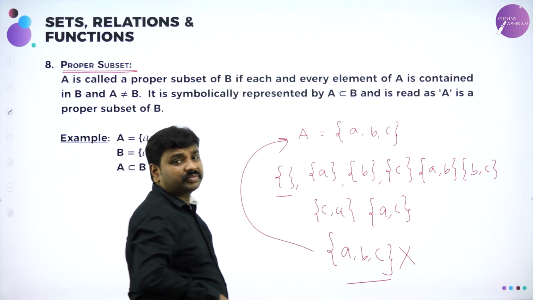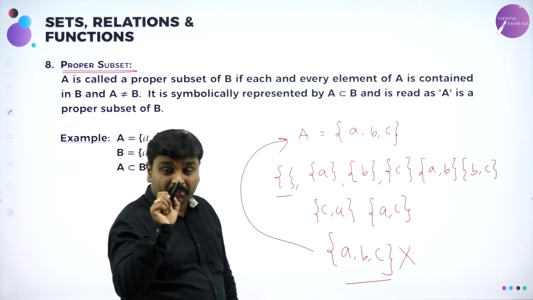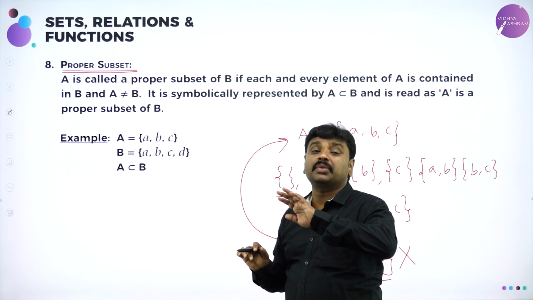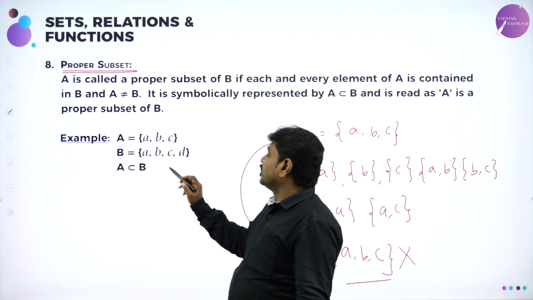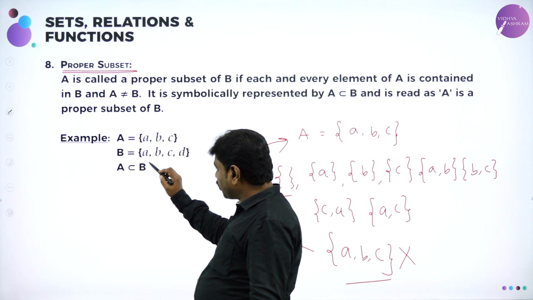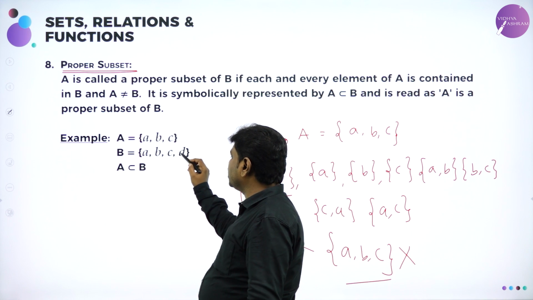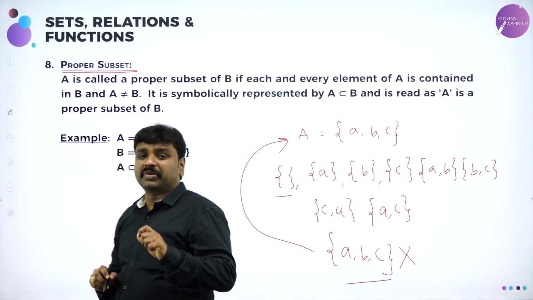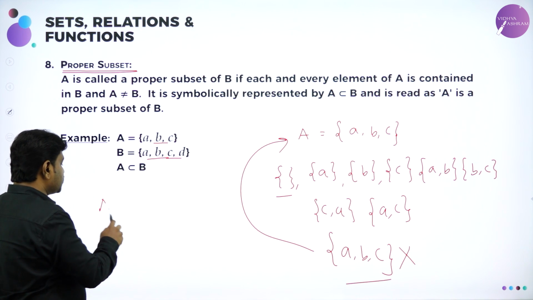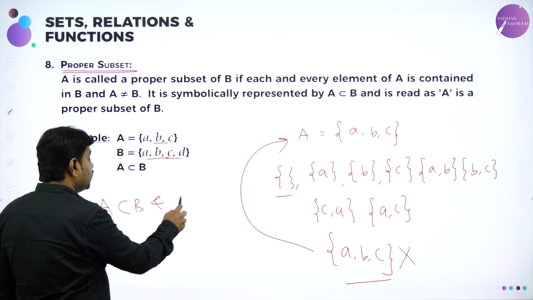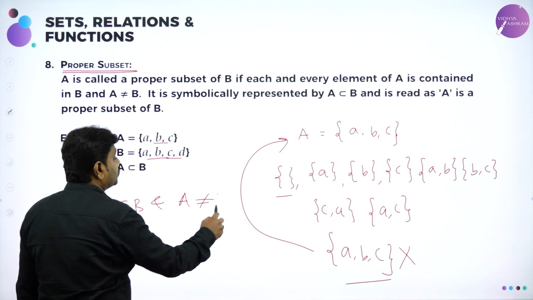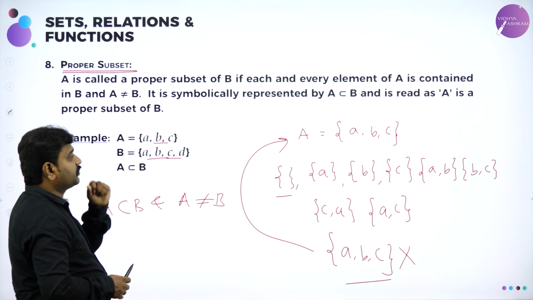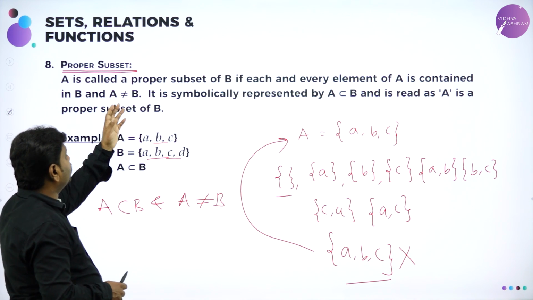What is the meaning of proper subset? A set is said to be a proper subset if it is a subset of the given set and it should not be equal to the given set. Here A is equal to abc is a proper subset of B. What is B? a, b, c, d. Here we have 4 elements, but here we have 3 elements. So what is meant by proper subset? A should be a subset of B and A should not be equal to B. A should not be the same as B. Here you can see A is a part of B. That is the thing. What is a proper subset?